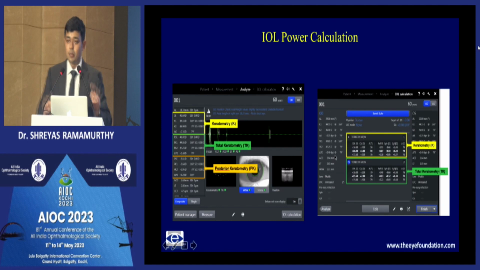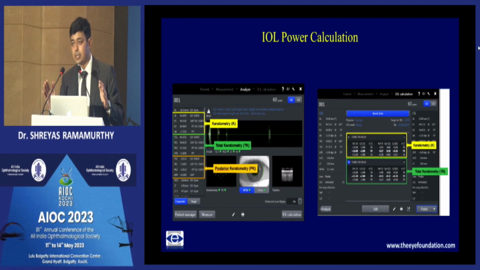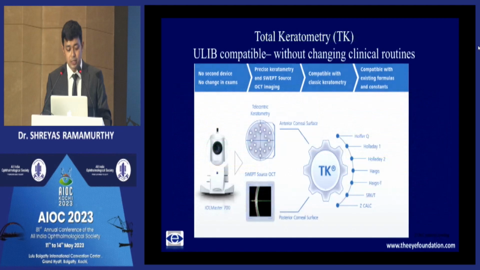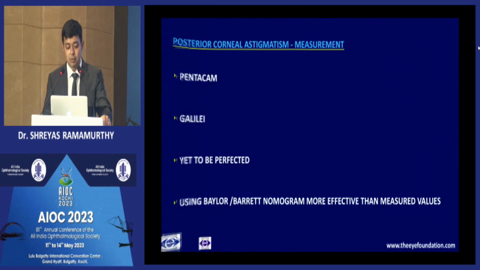And therefore, we get the traditional anterior keratometry, you get the posterior keratometry, and the sum total, which is the total keratometry. We all know now that the posterior corneal power and astigmatism have a great role in terms of our IOL power calculation. And the best part with the TK is that you have formulae which are adapted to the total keratometry, and it does not require any modification and change to using other formulae. So you can use the ULIB compatible formulae.